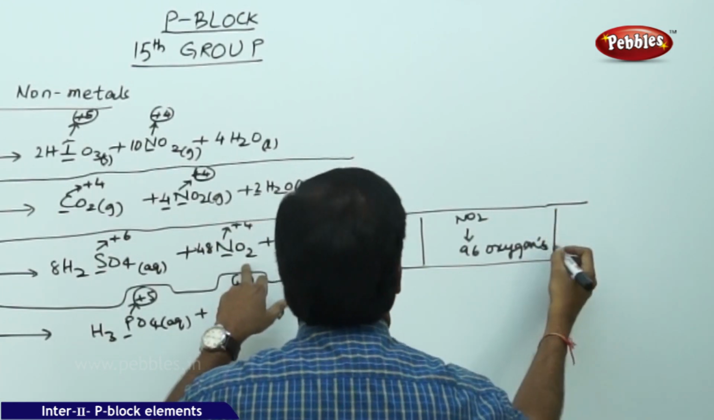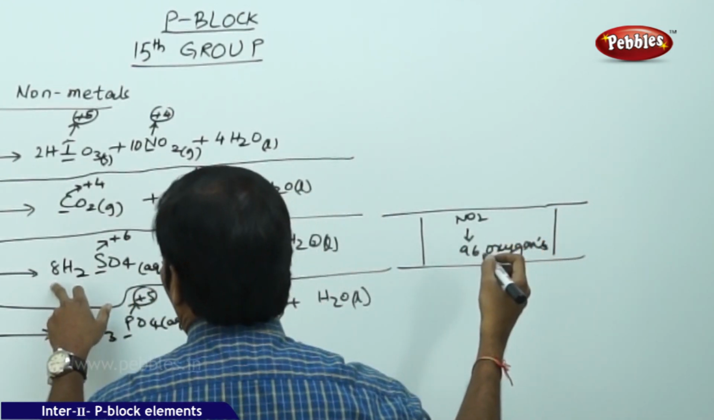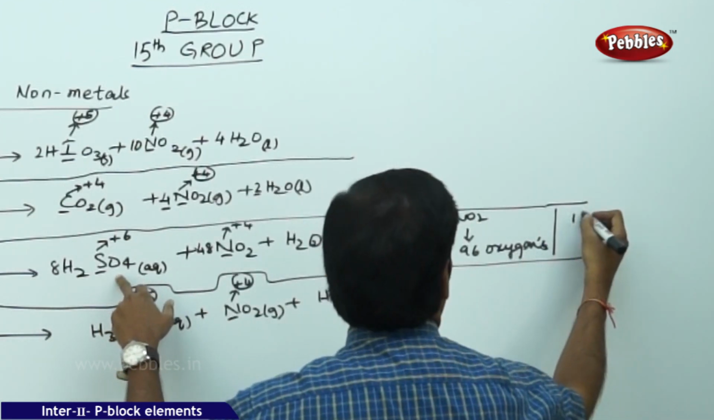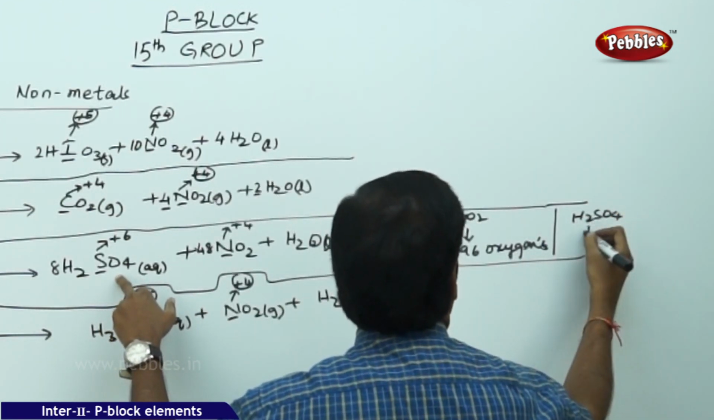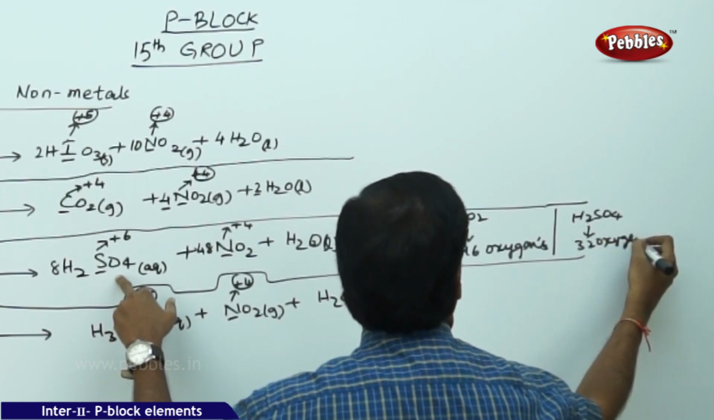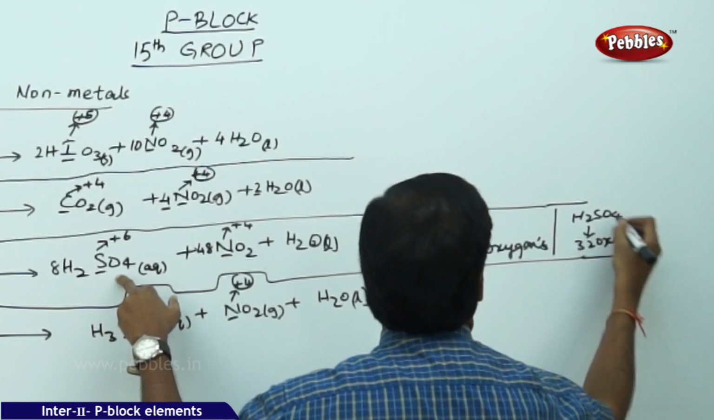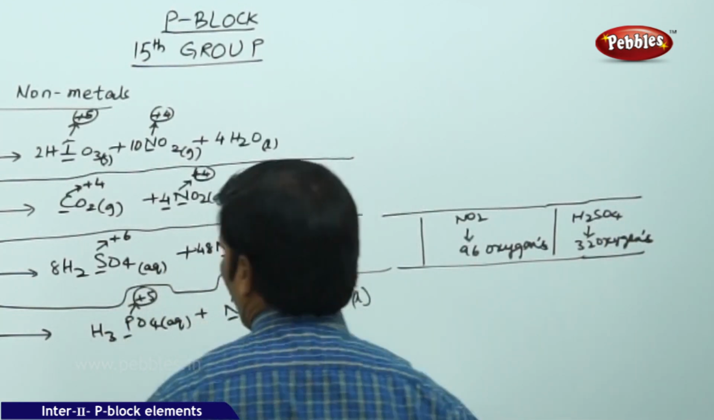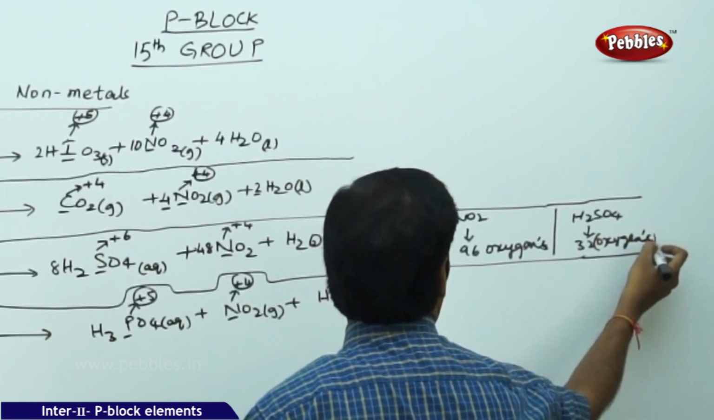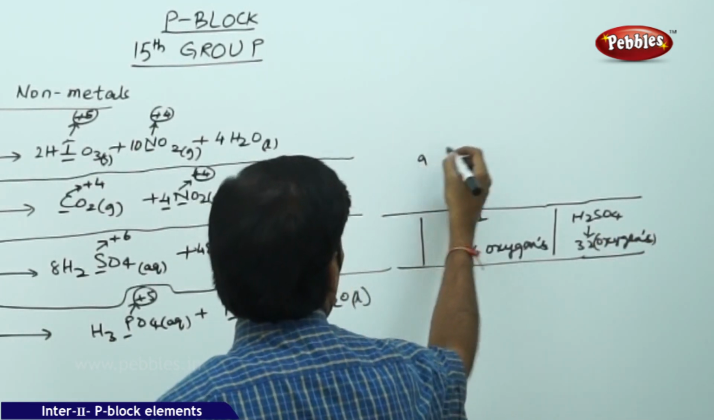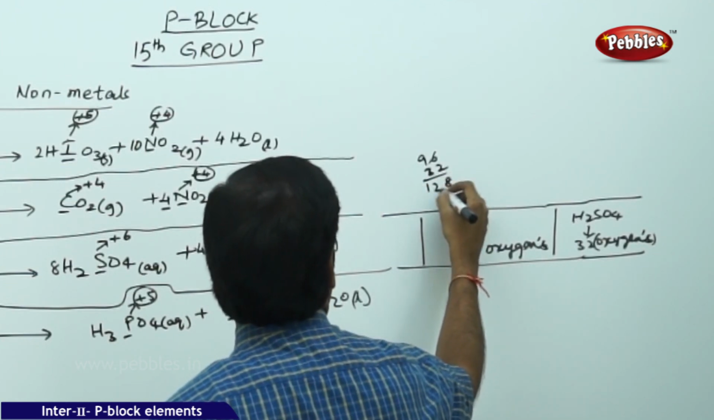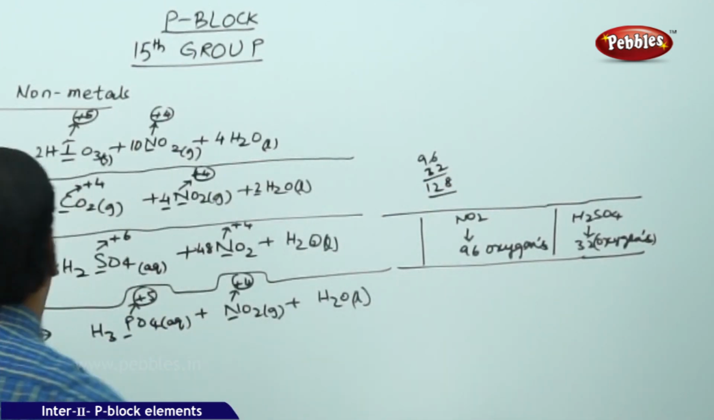96 oxygens are already there. Then in the case of sulfuric acid, 8 times 4 is 32 oxygens. In H2SO4 we have 32 oxygens, and we have to balance, so 32 plus 96. If you take 96 plus 32, this is 128, but we have 144.